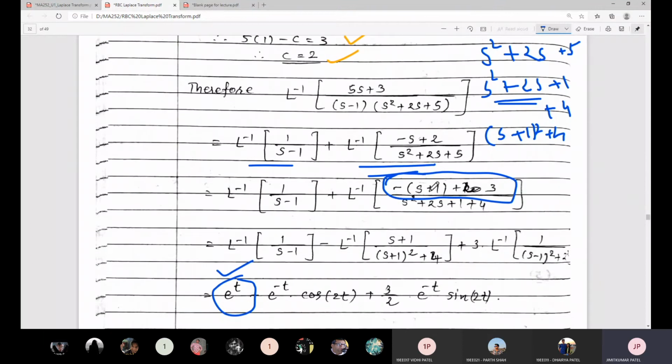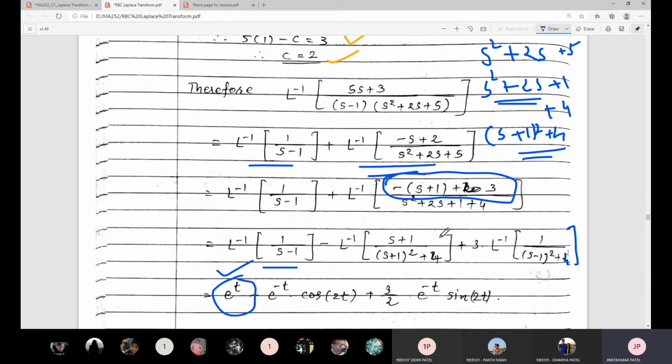Now you can separate it: a plus b divided by c, so we can write a divided by c plus b divided by c. So here we get minus of the Laplace inverse of s plus 1 divided by s plus 1 whole square plus 4, I already talked about this, plus 3 outside, so my 3 is outside, the Laplace inverse of 1 upon s plus 1 whole square plus 4. Now e raised to t is the answer of the first term.